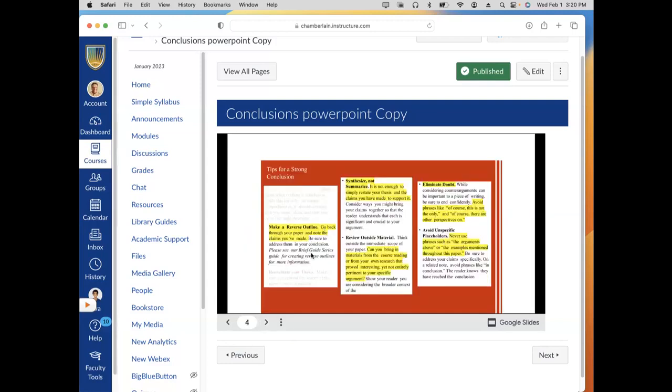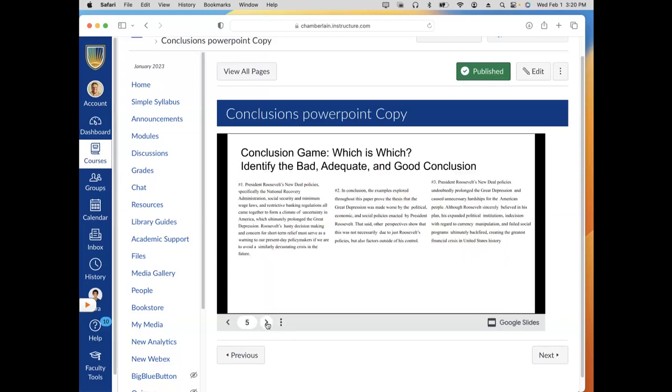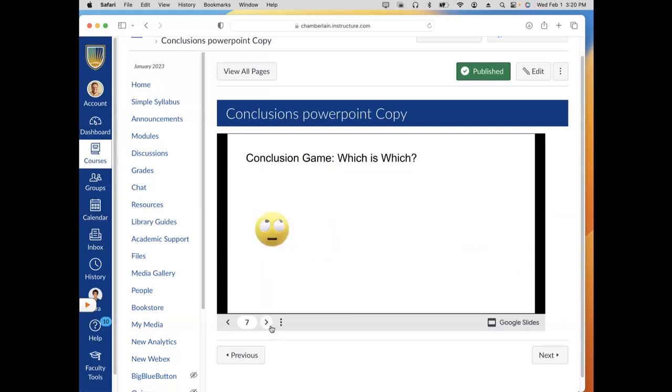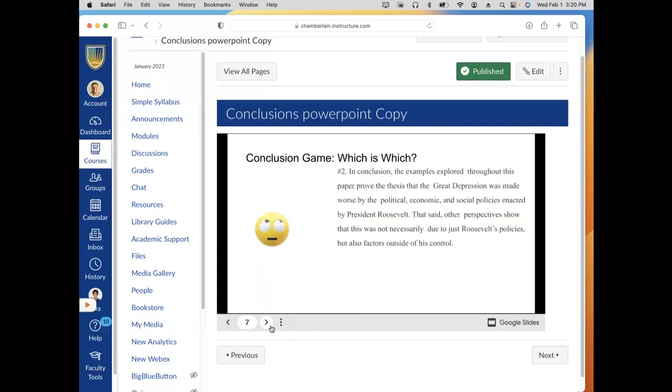All right, so let me see if I have. I went through and highlighted little bits about what the conclusion is supposed to do. And then I tried to make this game, where here are these 3 different conclusions. One of them's basically garbage. One of them's okay. And one of them's supposedly good. But you read them and then you decide what those are. Oh, adequate, that's what it was. Then I go and here's the answers, I guess. I thought it was interesting.